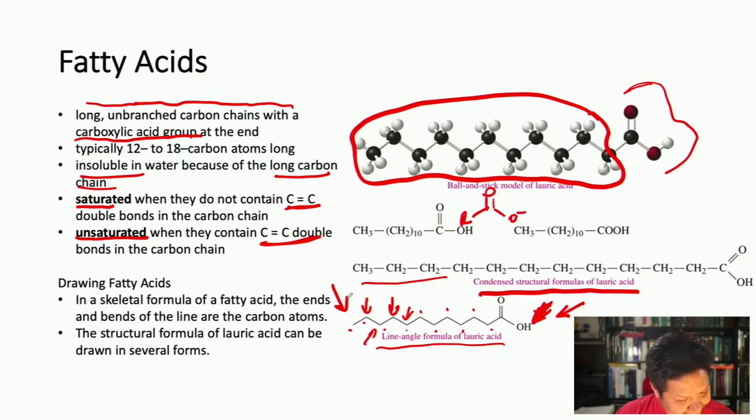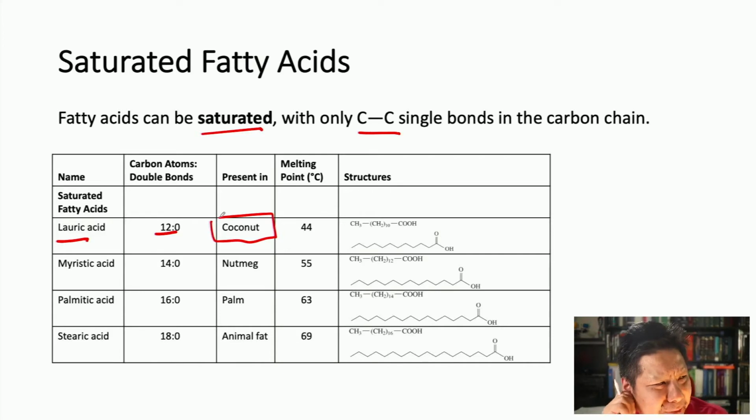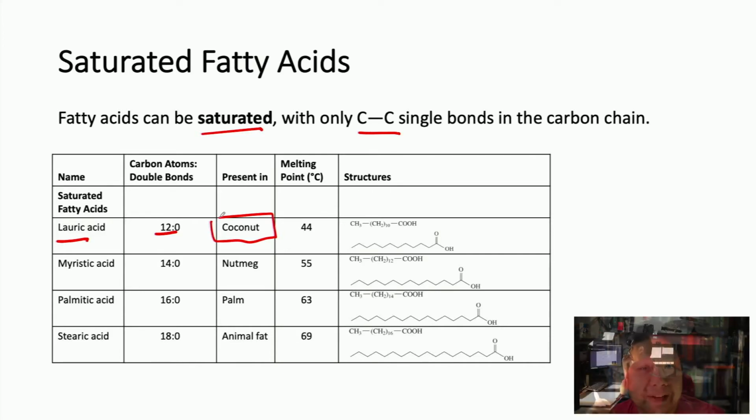Boy, do I like my fatty acids, right? So let's take a look at some common fatty acids that are saturated. Again, saturated fatty acids are the ones that only have carbon-carbon single bonds, right? So that's lauric acid. Lauric acid has 12 carbons in it. It's present in coconut, right? So I was making something yesterday, or maybe it was the day before, and I had to use a lot of coconut milk. That's some fatty stuff right there. Melting point is 44 degrees, which makes sense why it melted in the pot when I was cooking it.